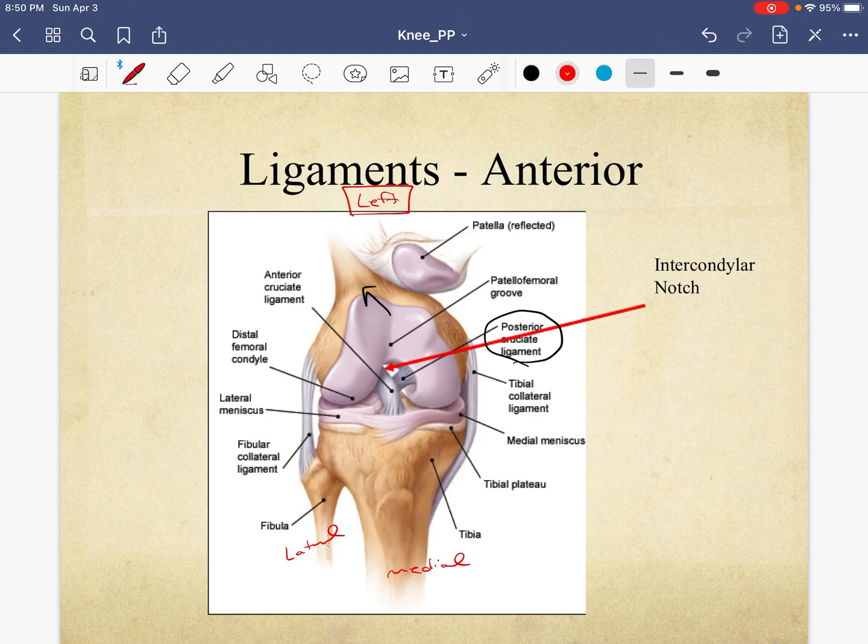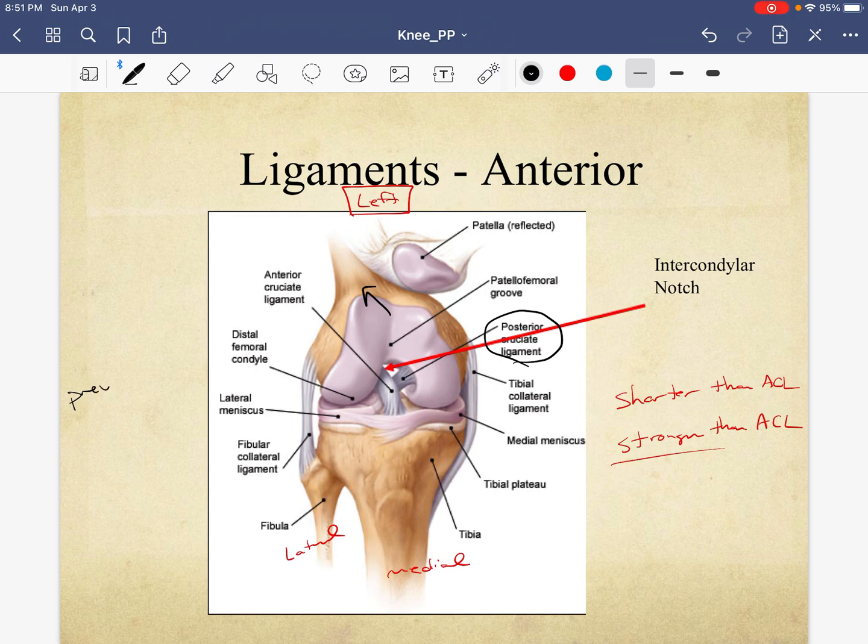What are some things to point out about the posterior cruciate ligament? It's a little bit shorter than the ACL. It's the opposite direction, so it runs from the posterior tibia to the anterior femur. It's shorter, but it's stronger than the ACL. It's a little bit thicker. It has a couple bands to it. Shorter, but stronger.